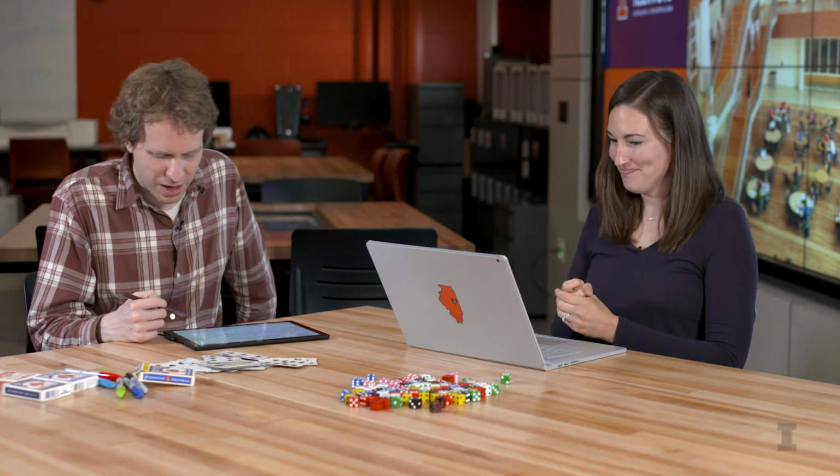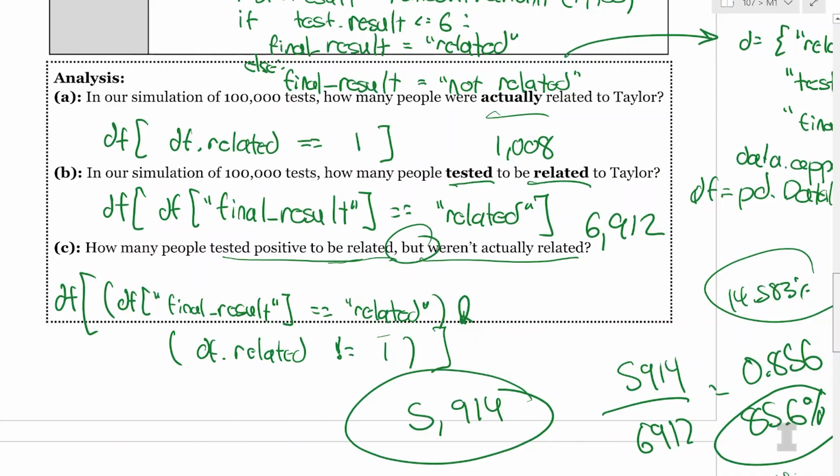So the actual true positive rate would just be 1 minus this. So this would be 14.4%. So just about that rate we calculated earlier.